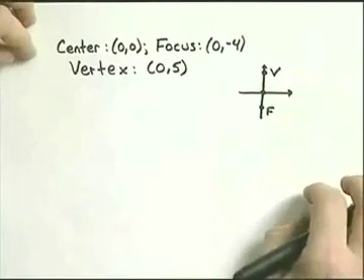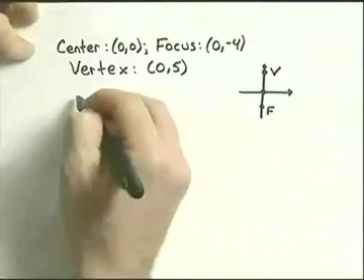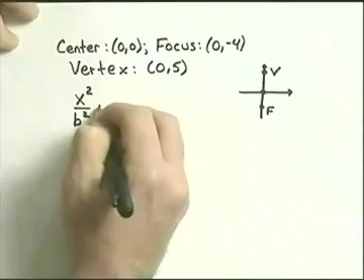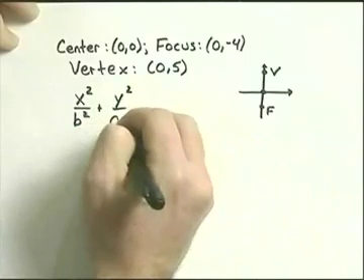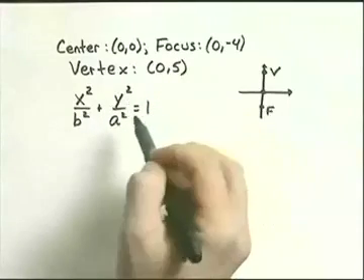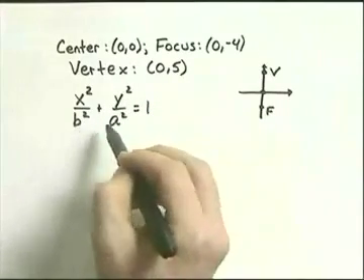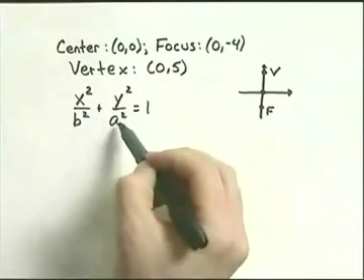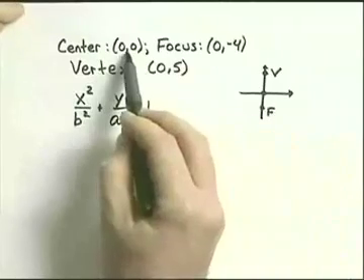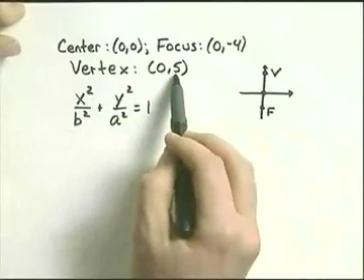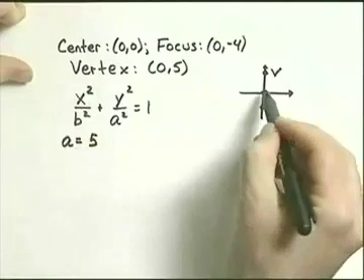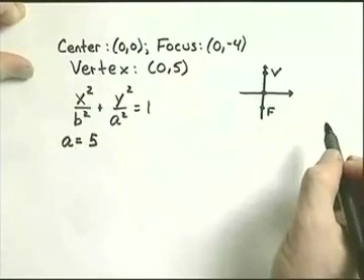If the major axis is the y-axis, we have that our equation must be of the form x squared over b squared plus y squared over a squared equals 1. So now what I need to do is figure out what a and b are equal to. Well, a is the distance from the center to a vertex. We can see our center is at 0, 0, a vertex is at 0, 5, so a is equal to 5 because it's 5 units from the center to a vertex.